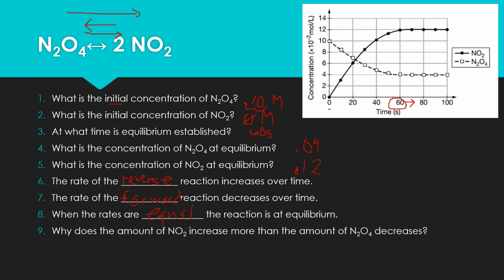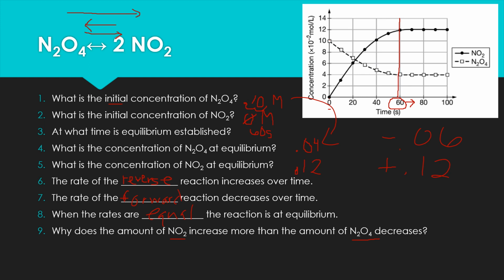Okay, when they're equal, it's at equilibrium. So that's when we hit that 60-second mark. So why does the amount of NO2 increase more than the amount of N2O4 decreases? That's an interesting one. We can see that our N2O4 went from 0.10 and dropped to 0.04, so it lost 0.06. Our other one went from 0 to 0.12, so it gained 0.12. It gained twice as much as the other one lost.